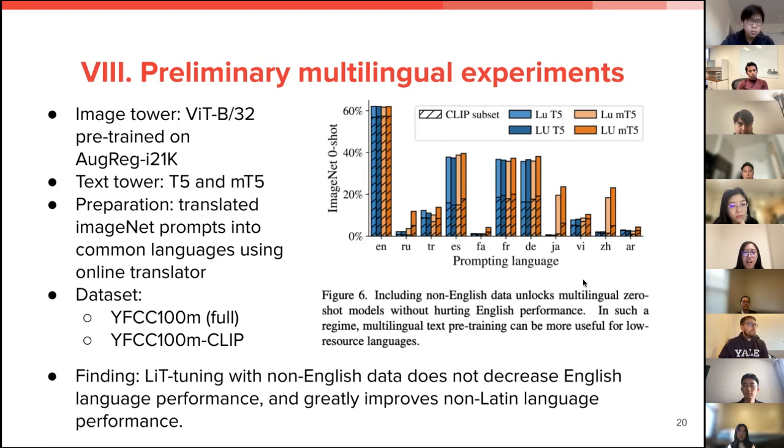So ImageNet prompts are small sentence fragments. Instead of only passing in the class name, they say things like "a picture of a horse" or "a sculpture of a woman." They translated that into common languages and used that to perform zero-shot classification. And they end up finding that with the augmented multilingual data set, the English performance is not affected at all, but even improved. But for other languages like non-Latin languages, they gain a huge performance improvement.